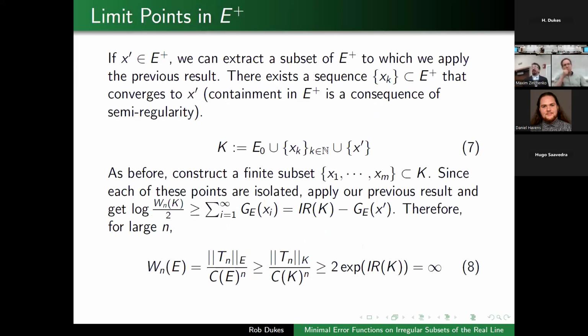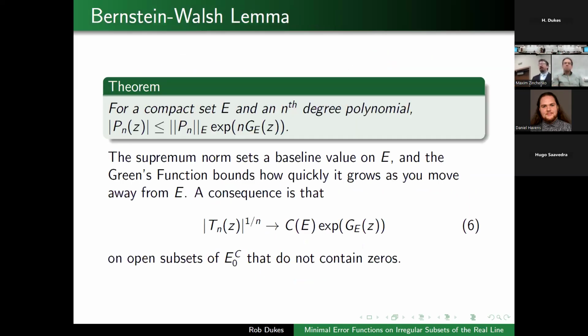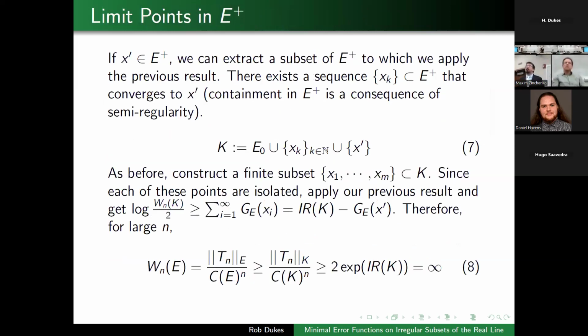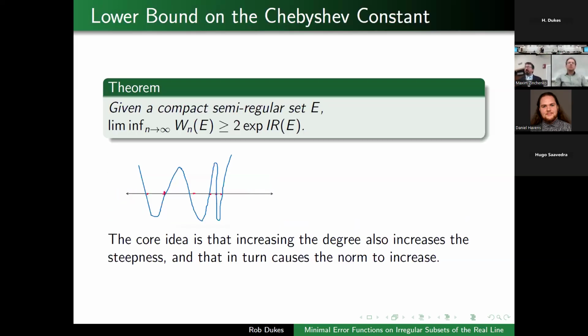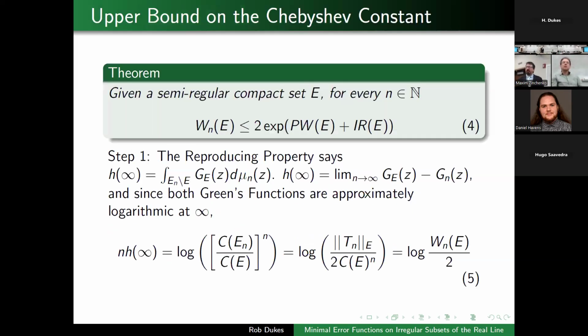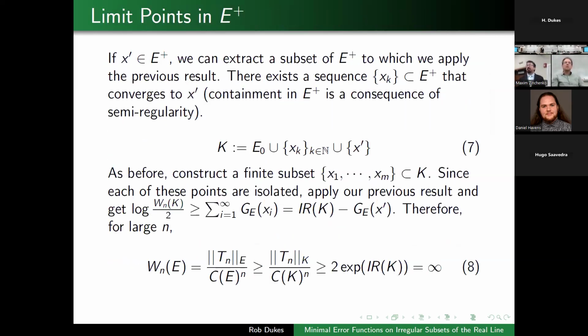Now, that was the most complicated case in a way, but also the simplest case in a way. We were assuming, and I don't know if I stated this explicitly, that there were no limit points in E plus. That was the assumption we were dealing with. We were relying on the idea that we could separate out all the points in E plus to be isolated.